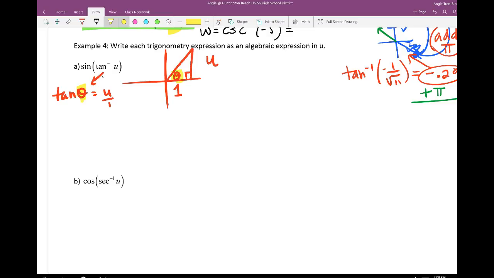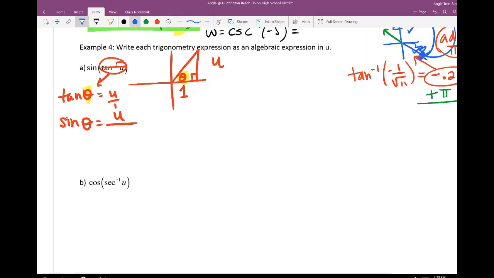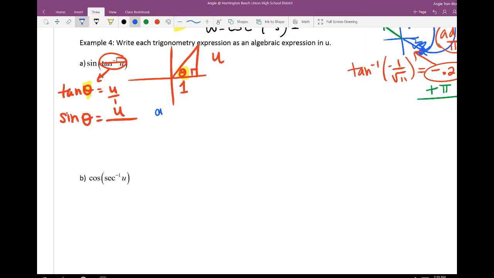So my question is this: since this whole thing turns into theta, what is sine of that? Sine of theta is opposite, which I do know, over hypotenuse. I don't know what the hypotenuse is, so let's find it. Hypotenuse is the same thing: a squared plus b squared equals c squared.